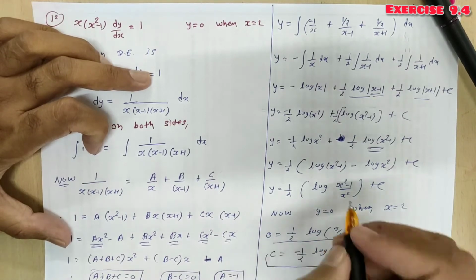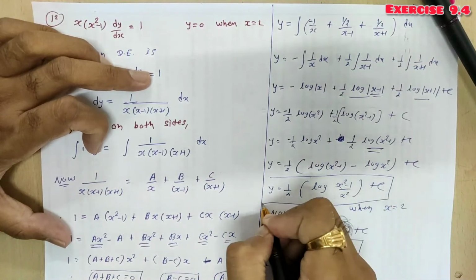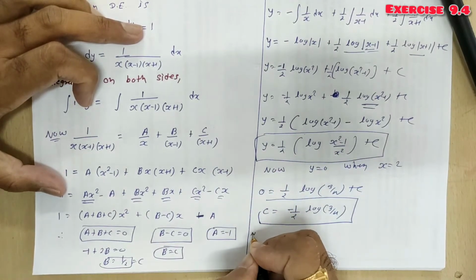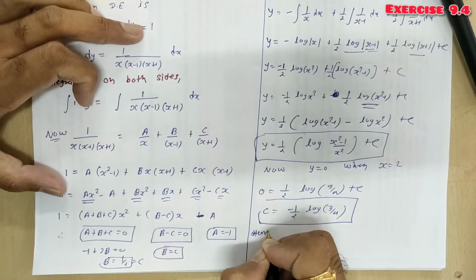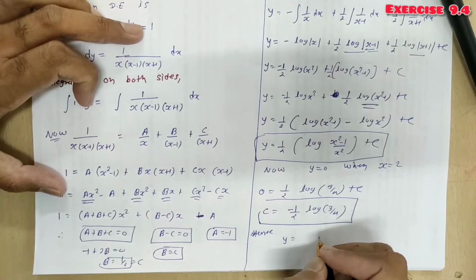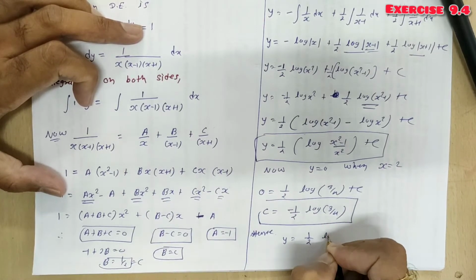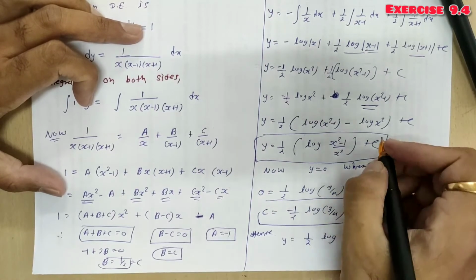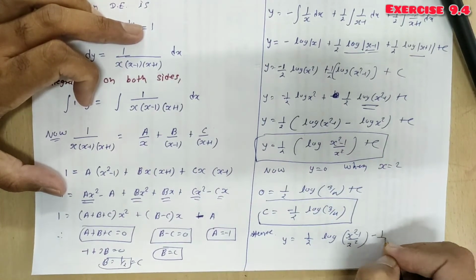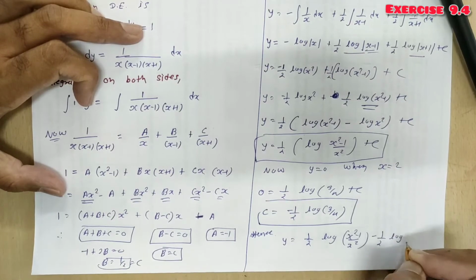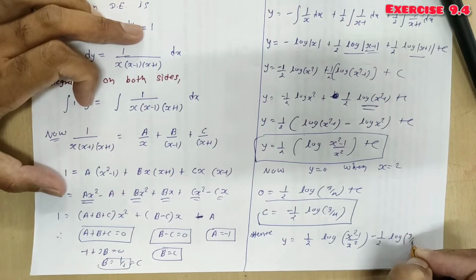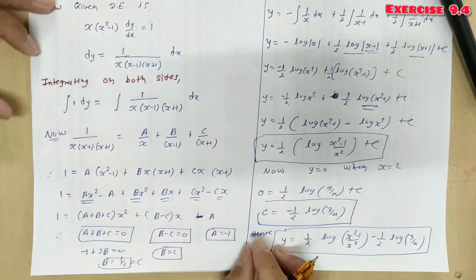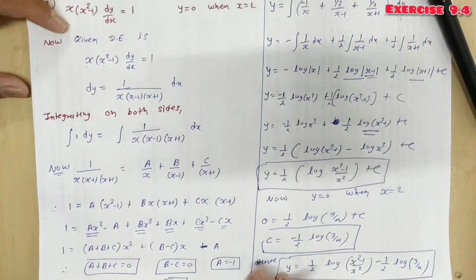Put this value of c in our general solution. So we are getting the particular solution, and therefore our particular solution is y equal to 1 by 2 log x square minus 1 upon x square plus c. c is minus 1 by 2. It's a minus 1 by 2 log 3 by 4. This is the particular solution of this question number 12.